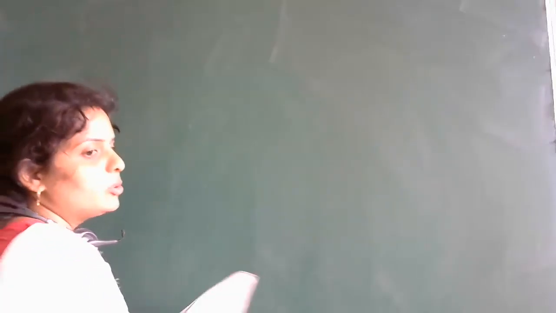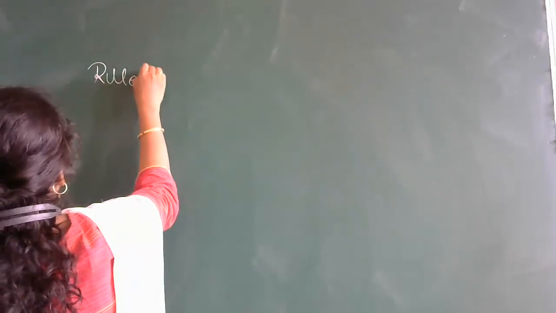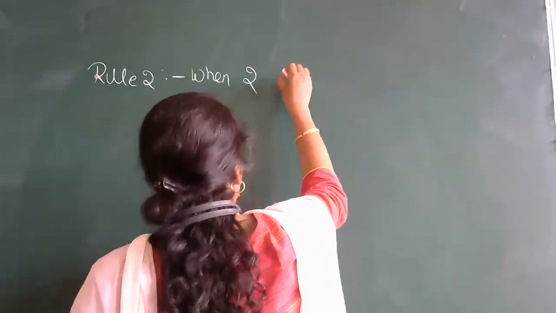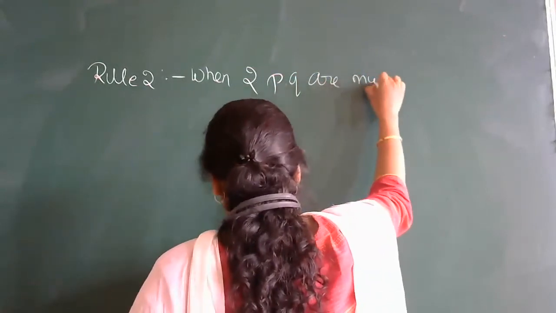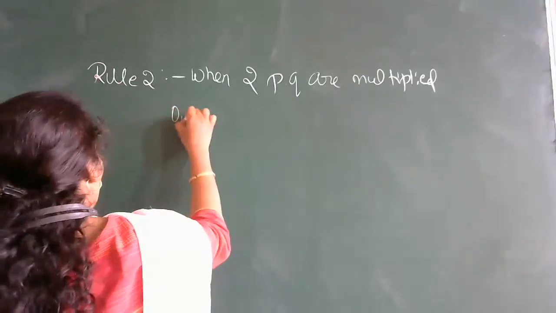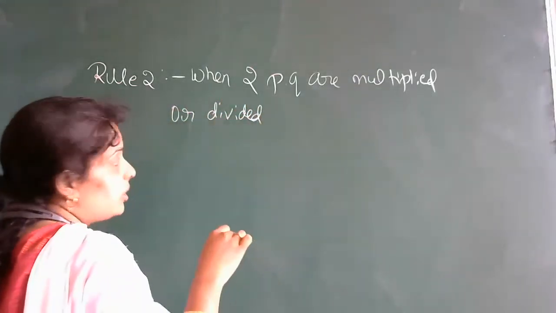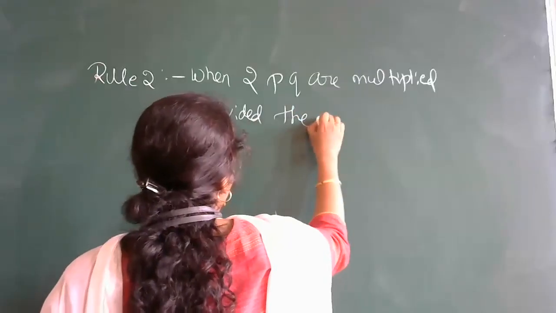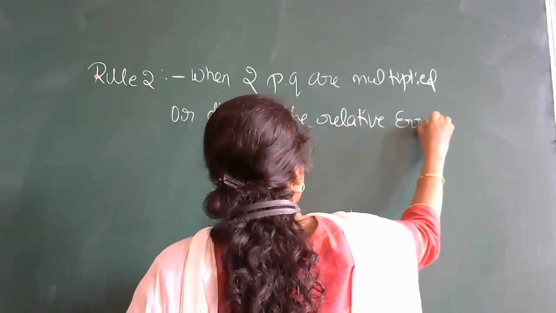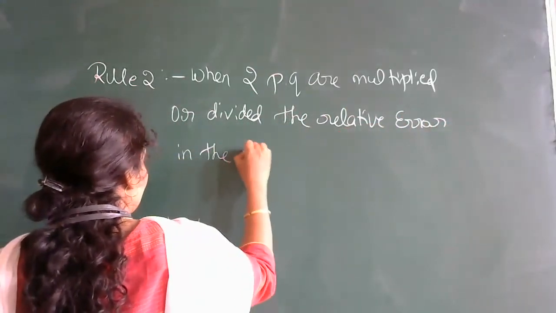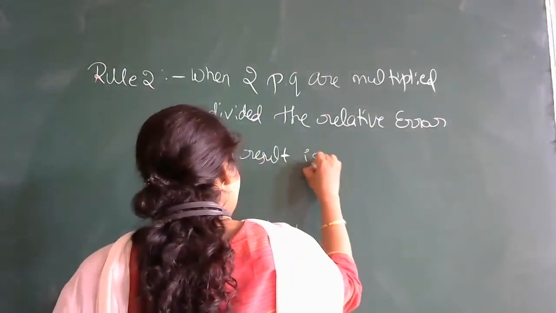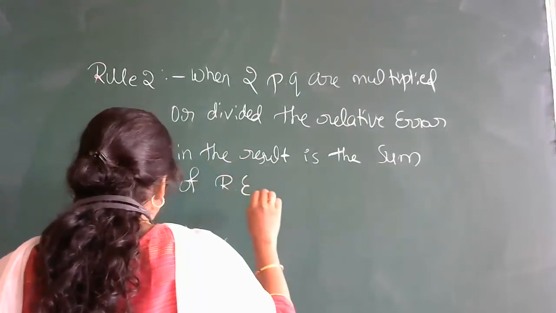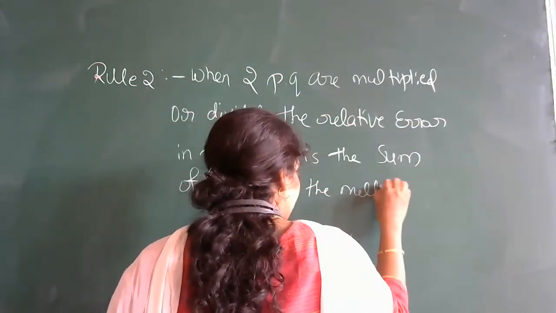Okay, rule 2. We will go for rule 2 now. Rule 2 is the same statement: when two physical quantities are multiplied or divided, the relative error in the result is the sum of the relative errors in the multipliers.